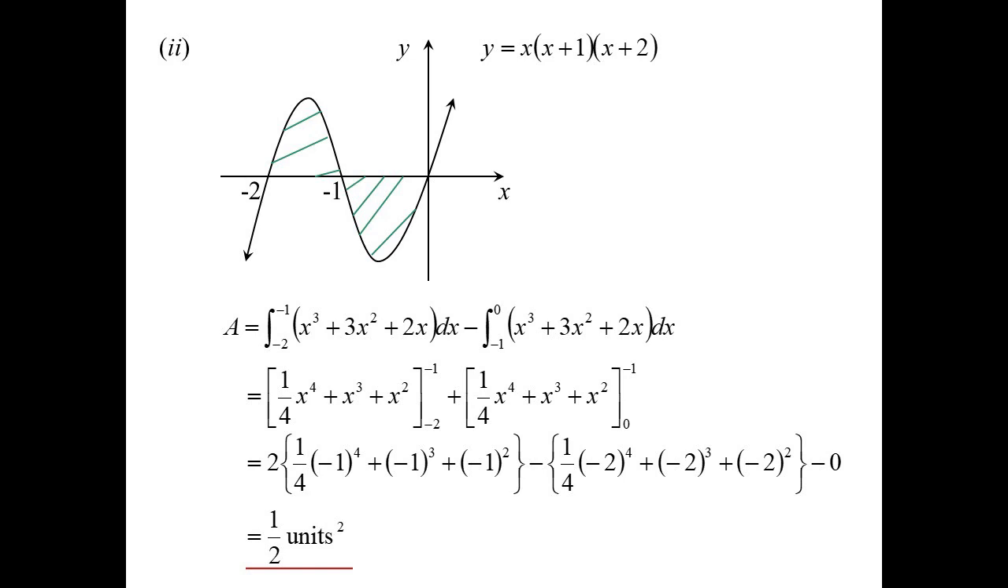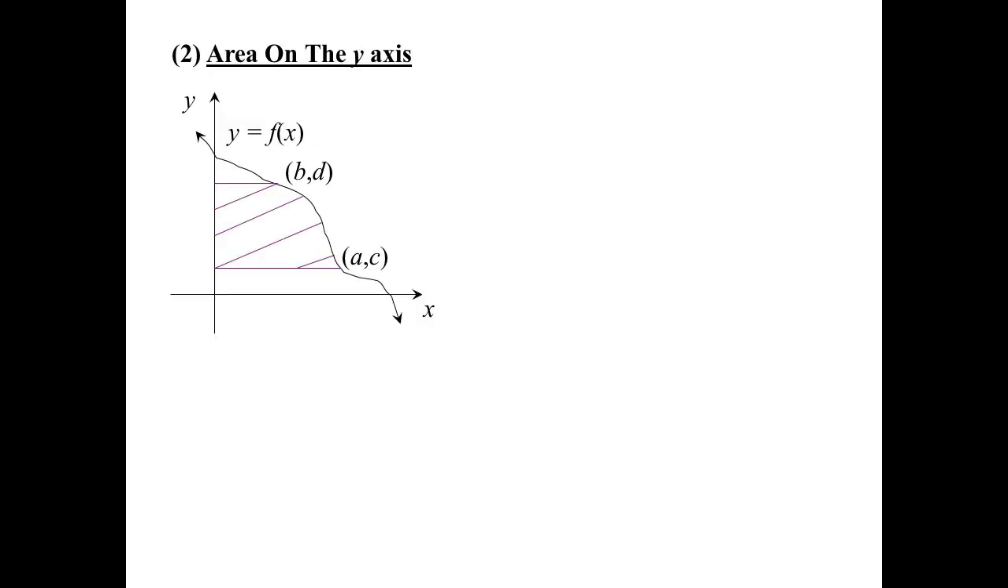By a coincidence, it's a half unit squared. I don't want you thinking every answer is a half, okay? It doesn't always work out to be a half. What about if instead of going to the x-axis, we want to go to the y-axis? Well, it's exactly the same, but now we're doing things with respect to y instead of with respect to x.